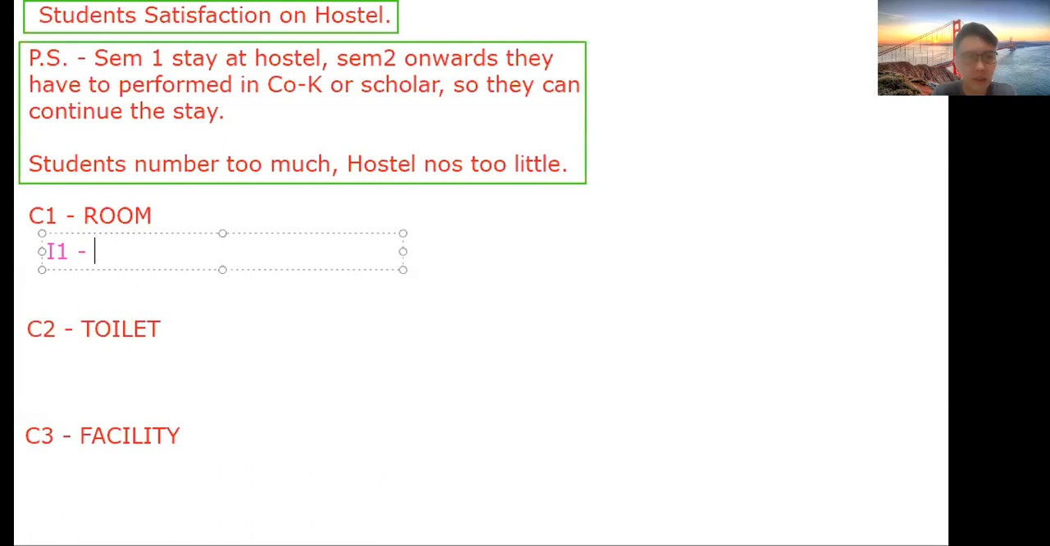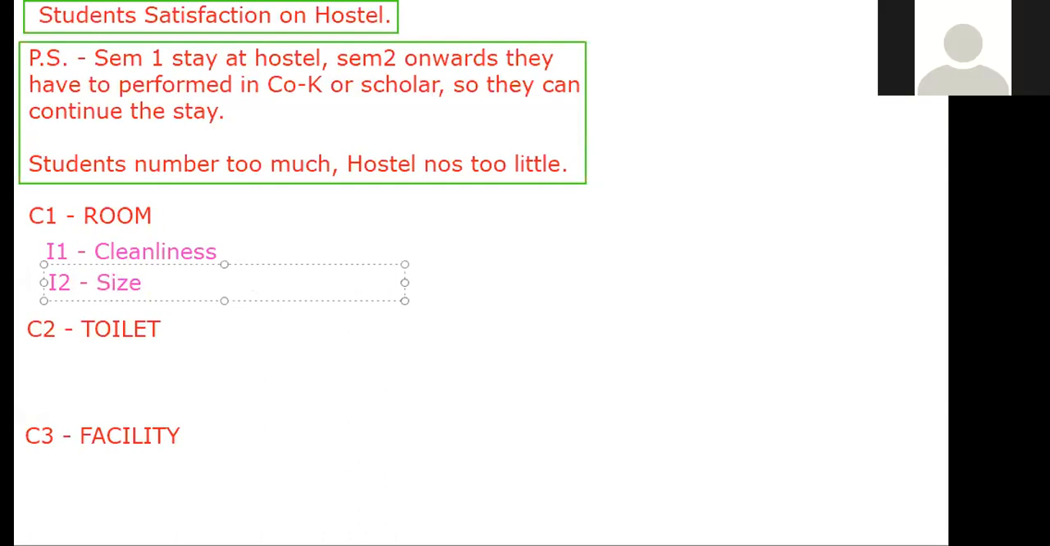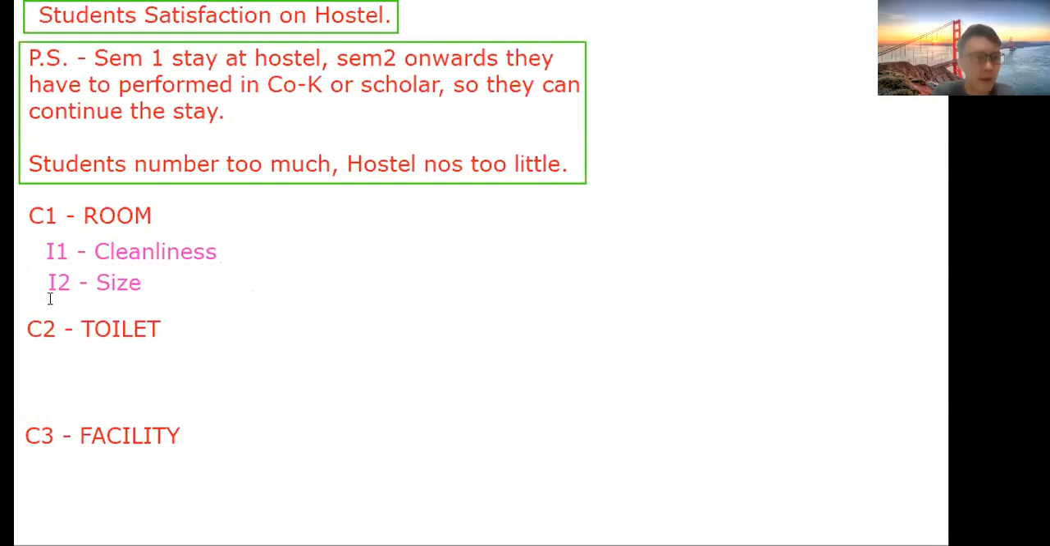Item 1, I will ask them about cleanliness. Are you satisfied with the cleanliness? Are you satisfied with the size? And I ask them, are you satisfied with the lighting? These are the examples.